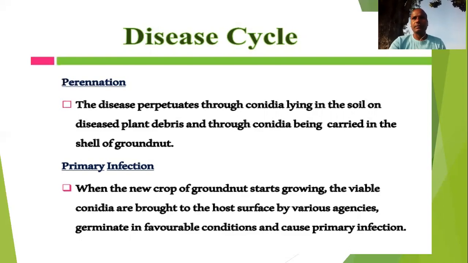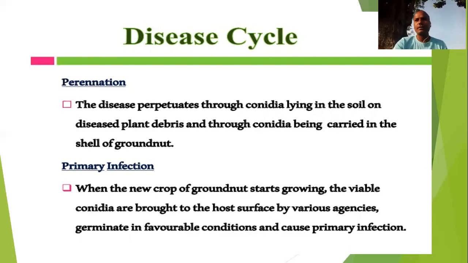Then from the leaf, the pathogens enter the stem part. After the stem, the pathogens spread to the soil or even the pods. Finally, the disease takes place. That is the disease cycle.